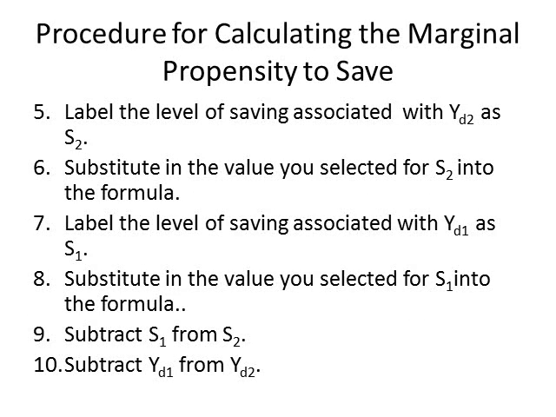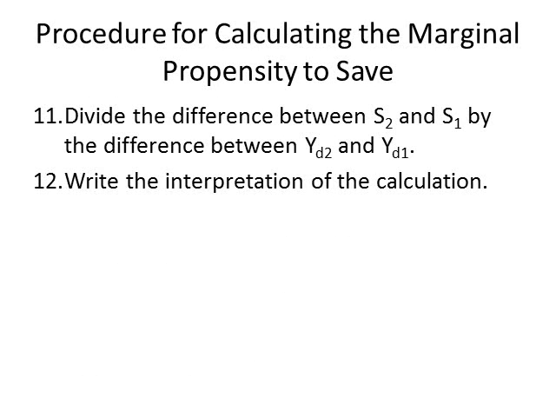4. You will label the level of saving associated with Y2 as S2. Next, substitute in the value you selected for S2. Next, label the level of savings associated with Y1 as S1, and substitute the value that you selected for S1 into the formula. Next, you will subtract S1 from S2, and then you will subtract Y1 from Y2.